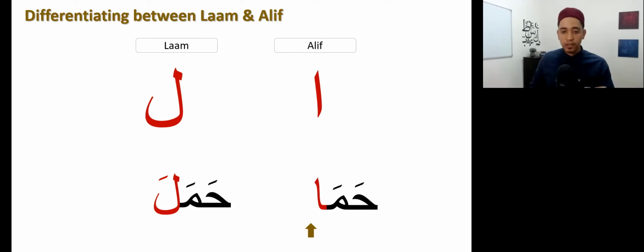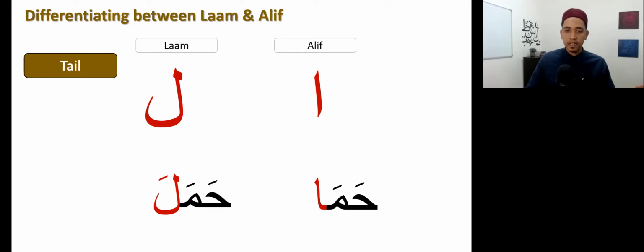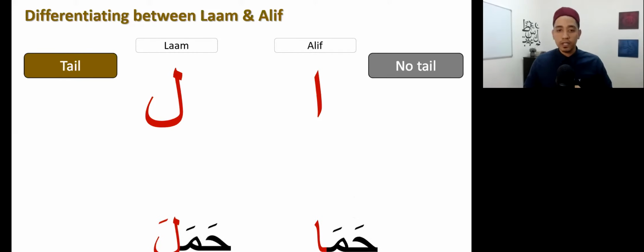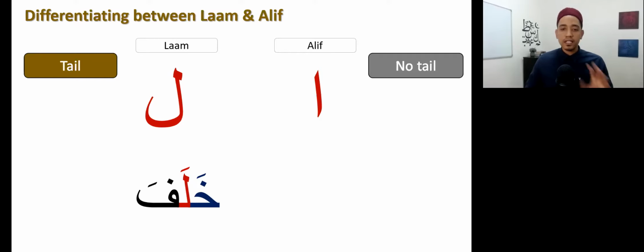If you see the alif or the lam at the end of the word, if there's a tail, it's lam. If there's no tail, it's alif. Okay. There you can see no tail. Very easy, simple. So the lam has a tail, the alif has no tail. Okay. The second clue is you look at this word here.